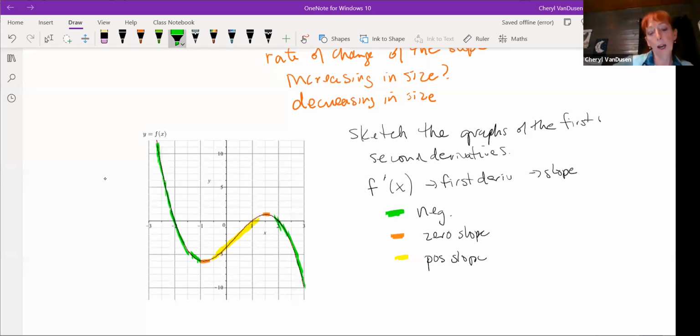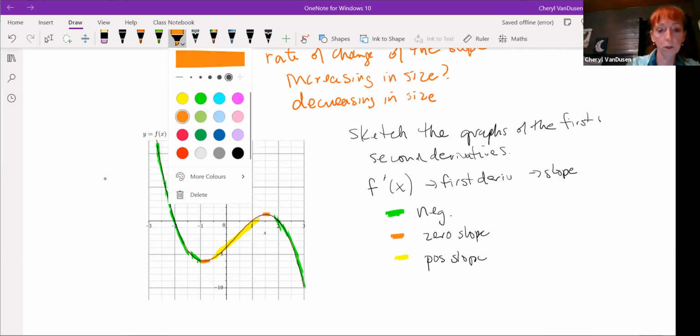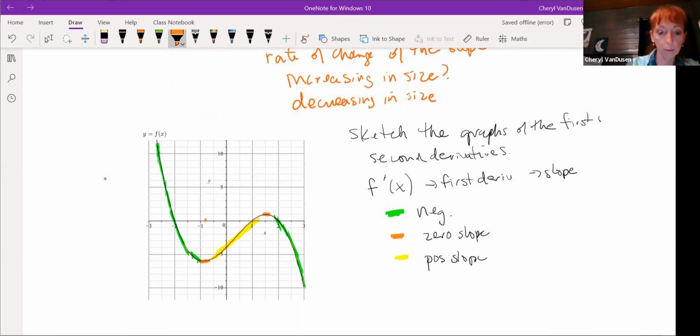So what that means is when we're trying to graph the first derivative, the green is negative. It's going to be below the x-axis. So the entire graph before approximately -1-ish is going to be negative. Where I have the orange, let's start there. Those are 0. So this is approximately where there's an x-intercept on the graph of the first derivative.